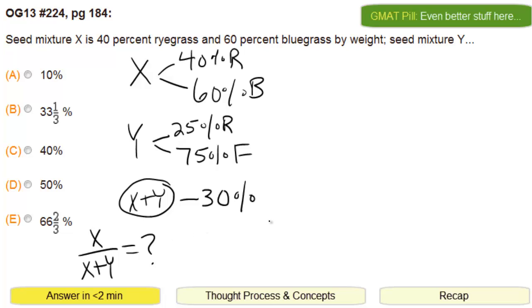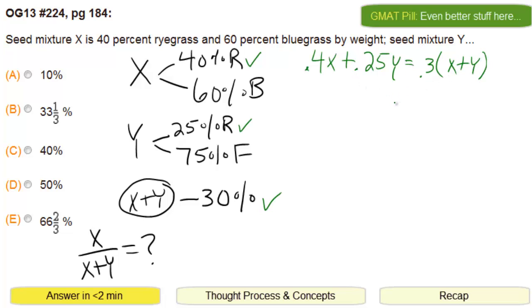Alright, so what information do we have that's actually useful here? How do we know what to do? The common thing in X, Y, and the mixture, these three items, is ryegrass. So these guys combine together. So 0.4 X plus 0.25 Y, that's basically this guy and this guy, equals a 30% mixture of X and Y.